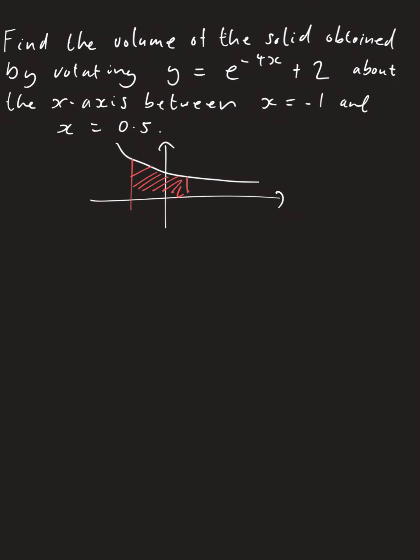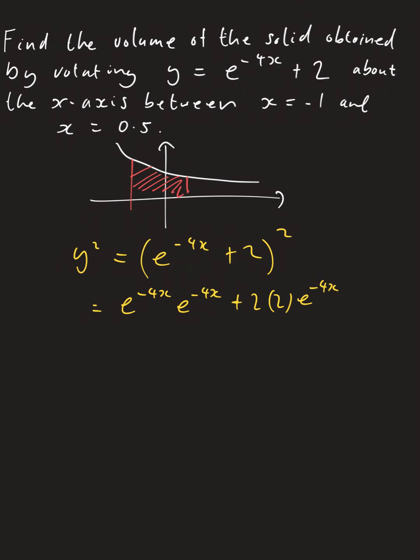So the first thing we're going to need is y squared. So that's e to the power of minus 4x plus 2, squared. So when we square that out, we'll get e to the power of minus 4x times e to the power of minus 4x. We'll get twice 2 times e to the power of minus 4x, and we have 2 times 2 at the end. So overall we get e to the power of minus 8x plus 4 e to the minus 4x plus 4.